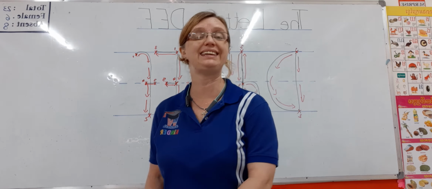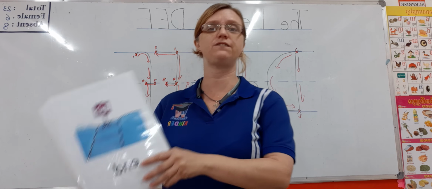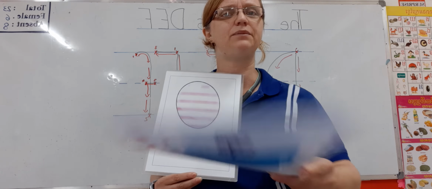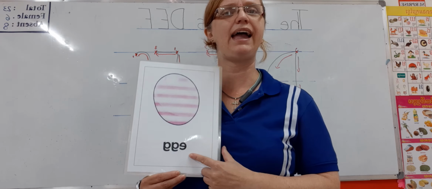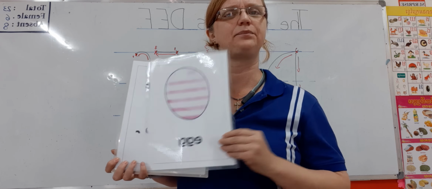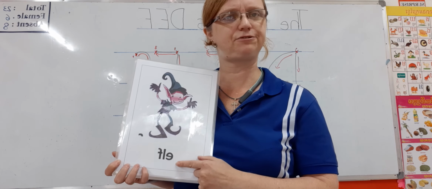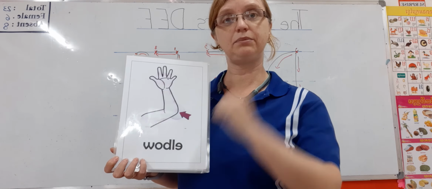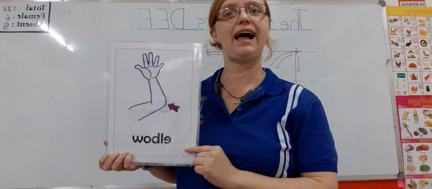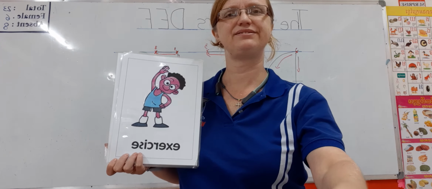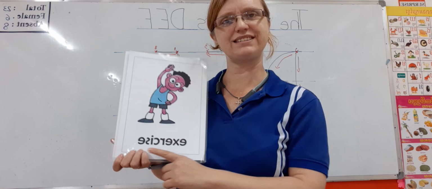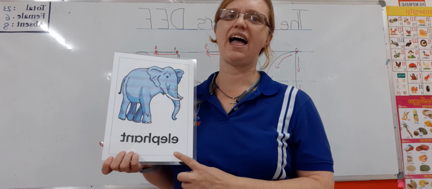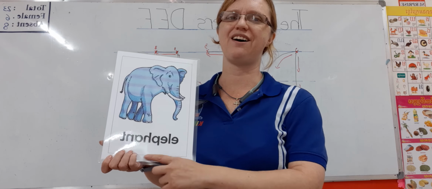Let's move on to the E words. Are you ready? The first one is end, end. And then we have egg, egg. Elf, elf. Elbow, elbow. Exercise, exercise. And our favorite, elephant, elephant.